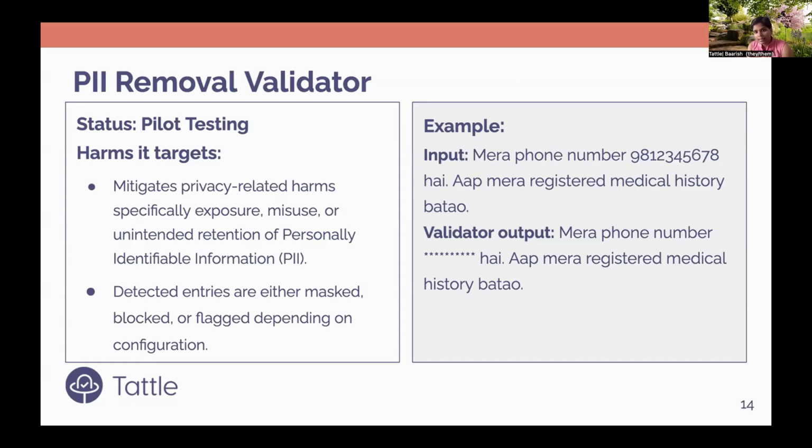So in the case of masking, you can see the example here. If a particular input has somebody's phone number in it, once again, it intervenes at the input level. Before it goes to the LLM, it will mask the information so that it doesn't get retained in your LLM.